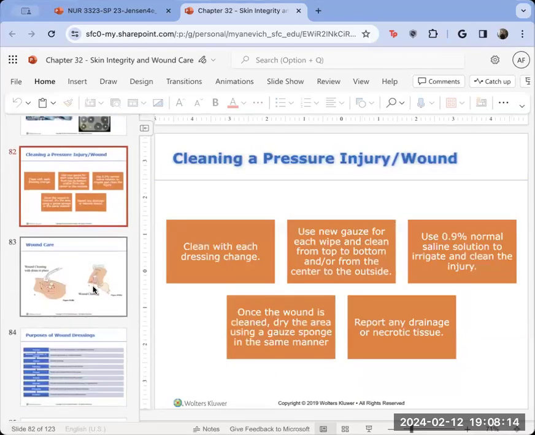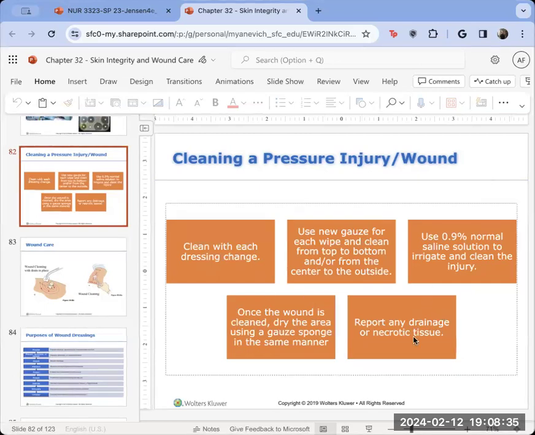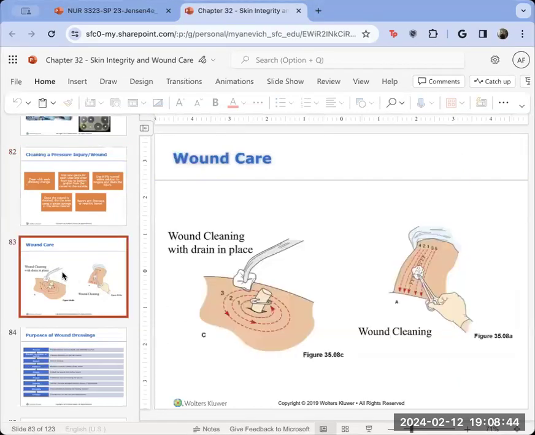For pressure injuries, you always want to clean it with the dressings, use a new gauze, and wipe it top to bottom. You don't want to bring stuff into the wound, you want to remove it. So when you're cleaning it, you want to start from where it is and move outward. You don't want to start outward and go in, okay? Because you can bring an infection into the wound. You could use normal saline to clean it because there's nothing in it. It's sterile. And a dry gauze, dry sponge to help it.